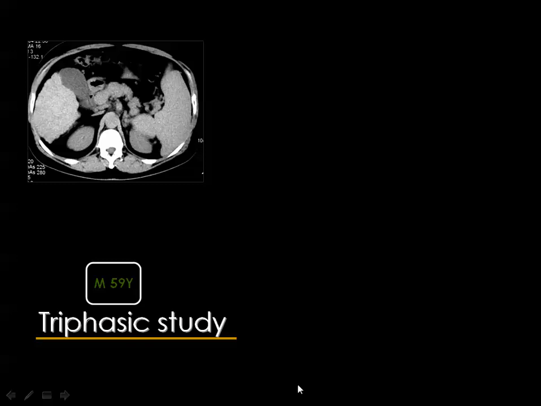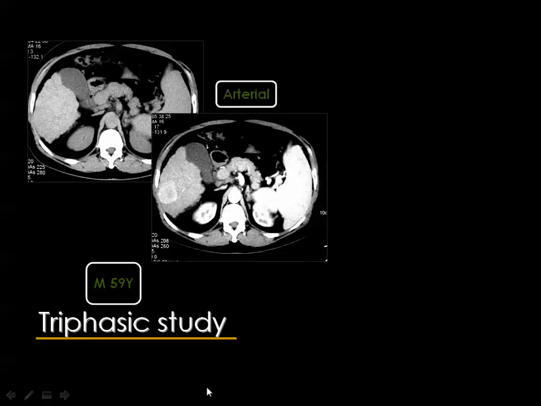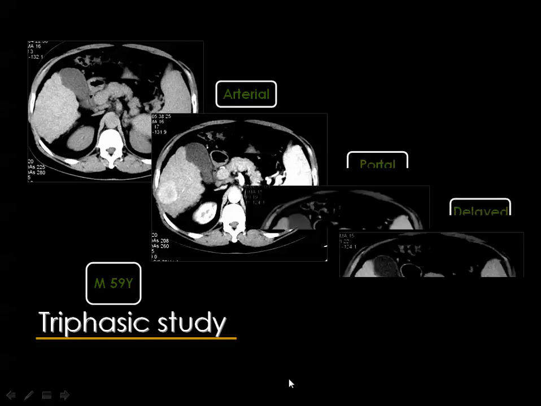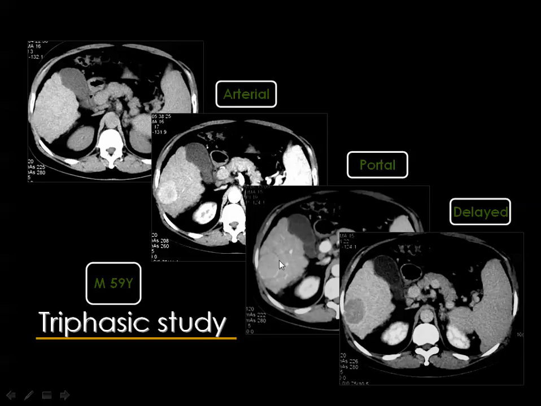Then this is an example of a triphasic study. The liver is cirrhotic and the spleen is enlarged. This is the pre-contrast scan, and you cannot see focal lesions in the liver. In the arterial phase, you can see this enhancing focal lesion in the right hepatic lobe. In the portal phase, you get some washout of contrast from the lesion. And in the delayed phase, you can see that the contrast medium has been washed out totally from the lesion, while the liver is still containing the contrast media.